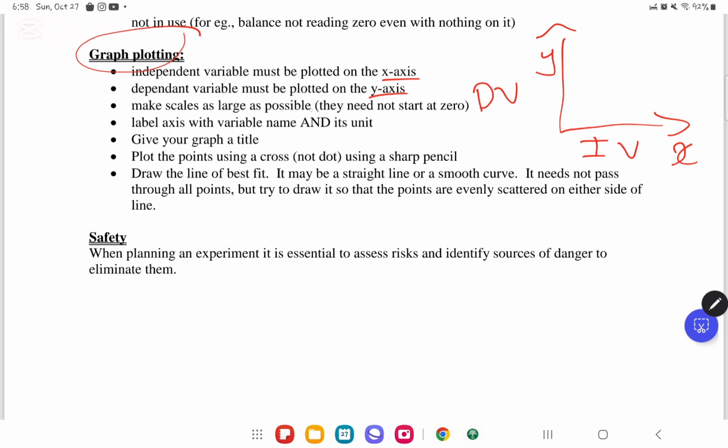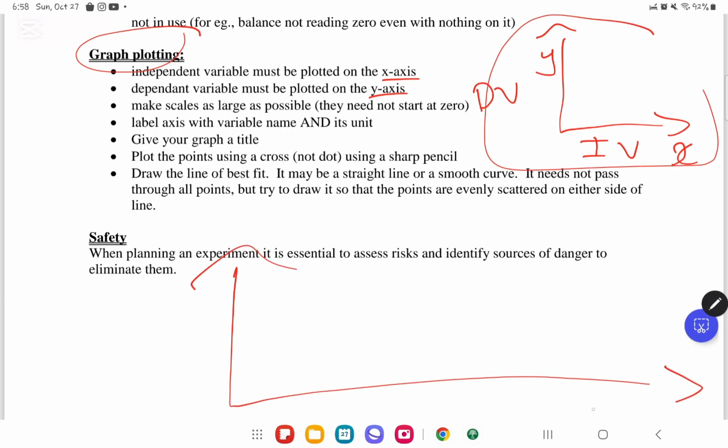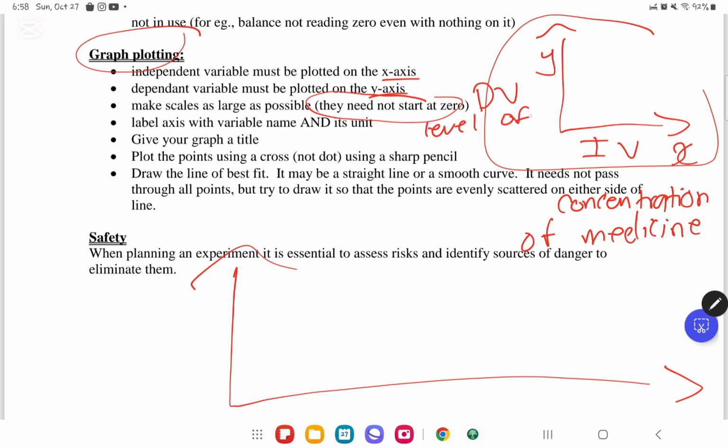Make scales as large as possible. Don't do it like me. If you have a full paper, use the full paper. Make it as large as possible to fit everything properly. And they don't need to necessarily start at zero, okay? Label the axis with the variable name and its unit. For example, if you're talking about the independent variable, which is the concentration of medicine, if we are going to use the previous experiment, okay? And then the dependent variable is going to be the level of dopamine.